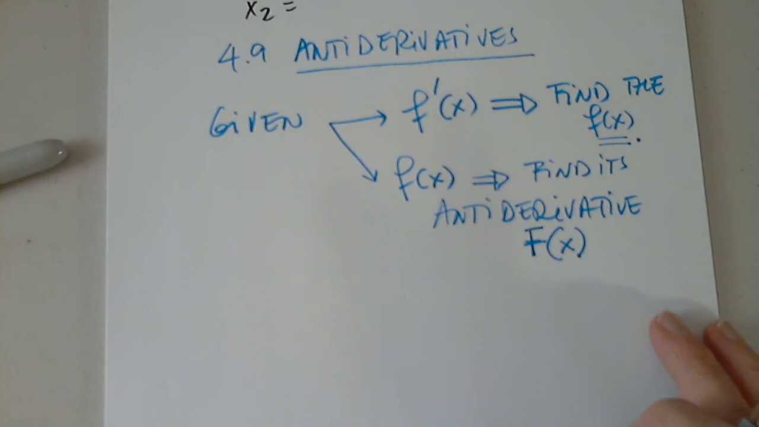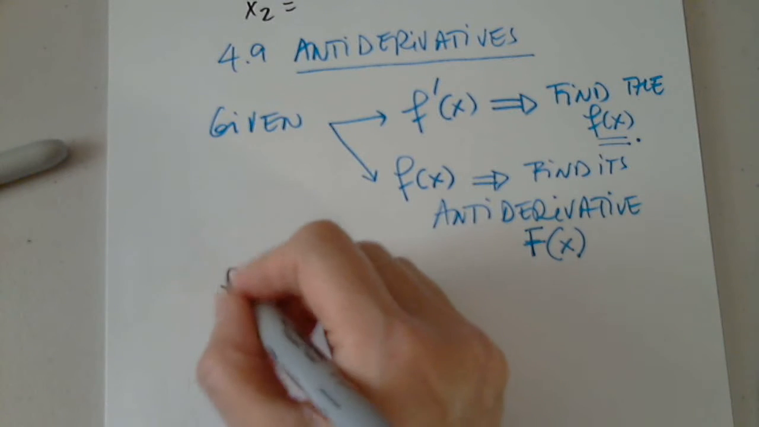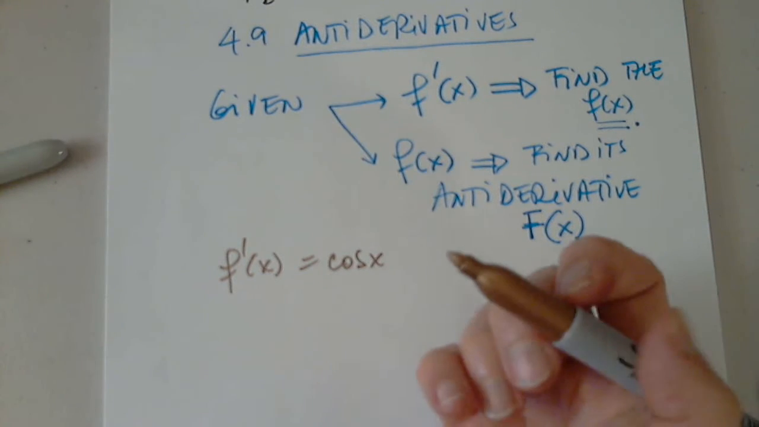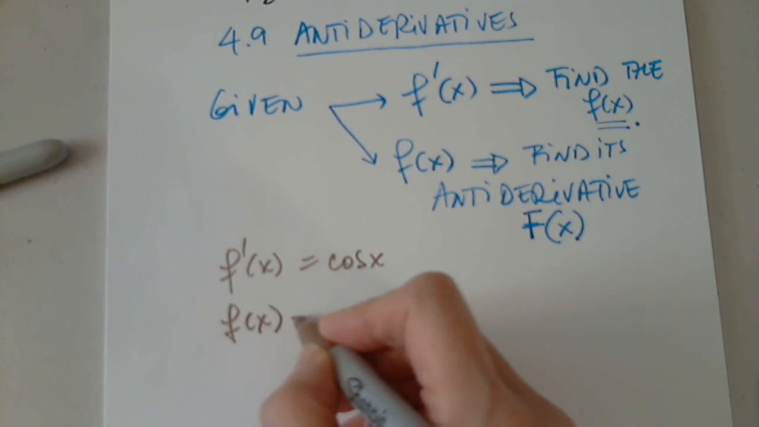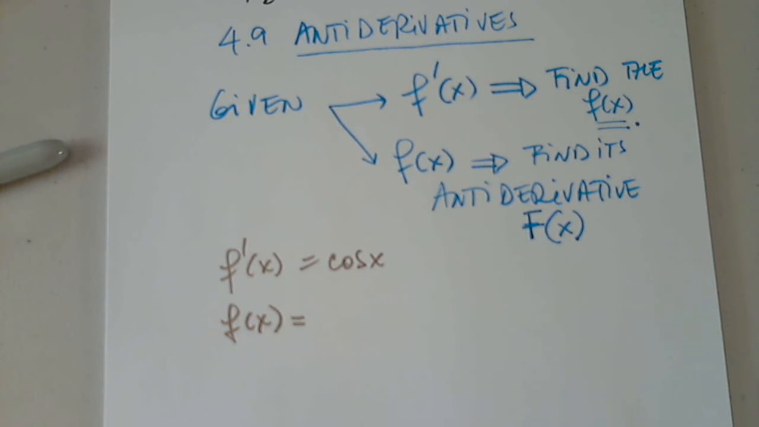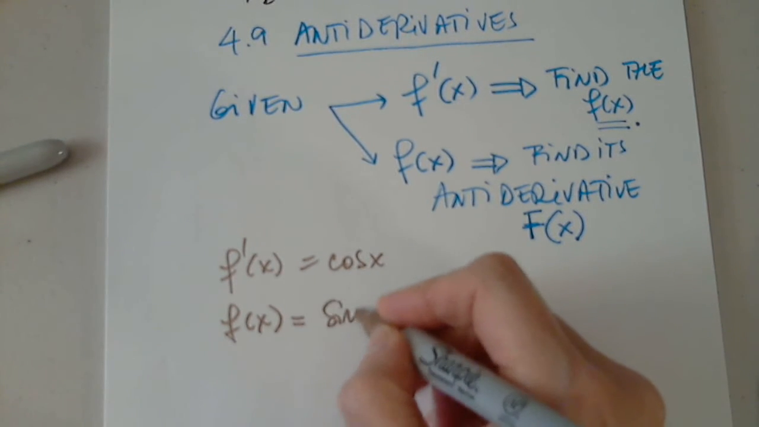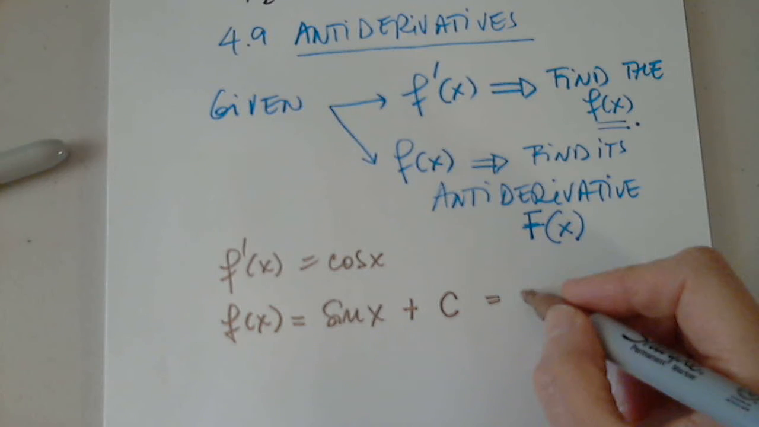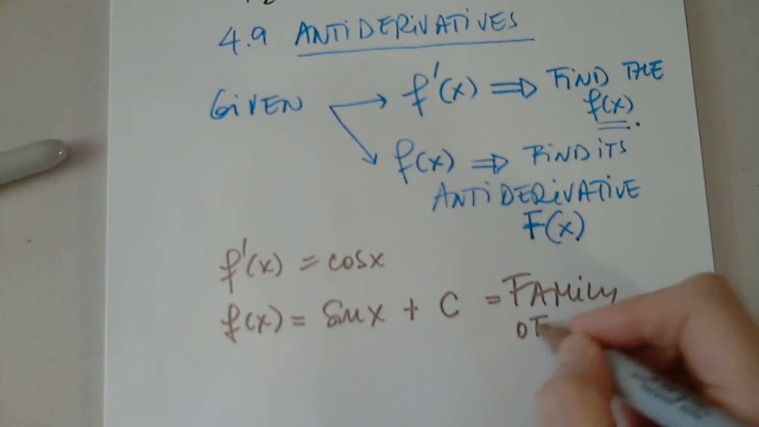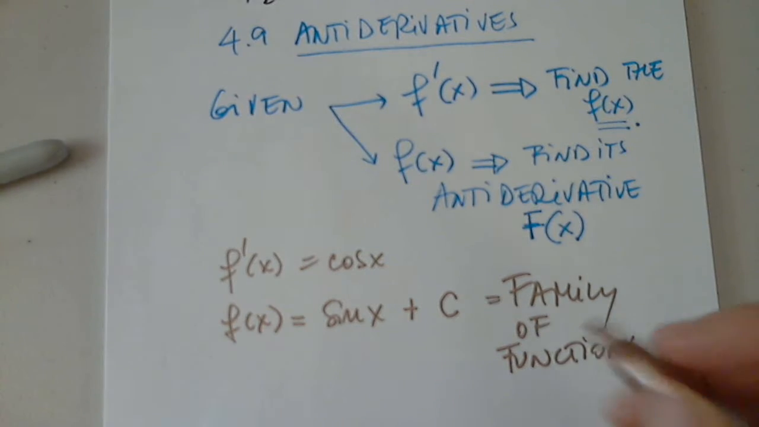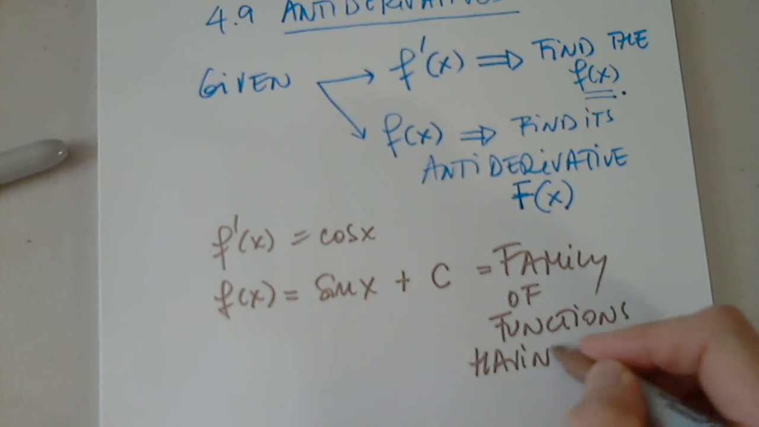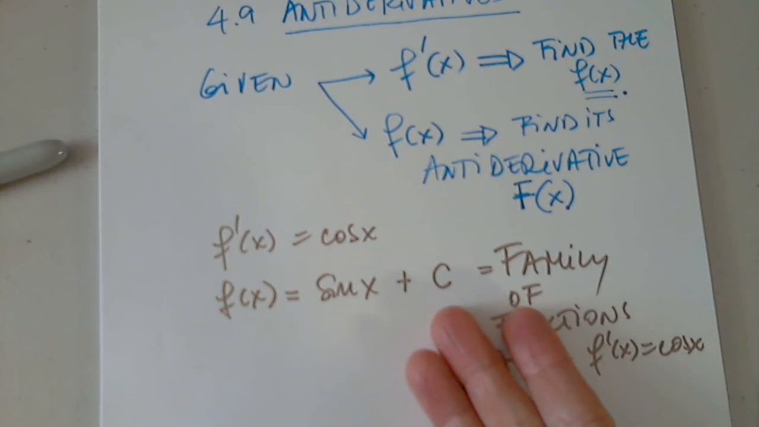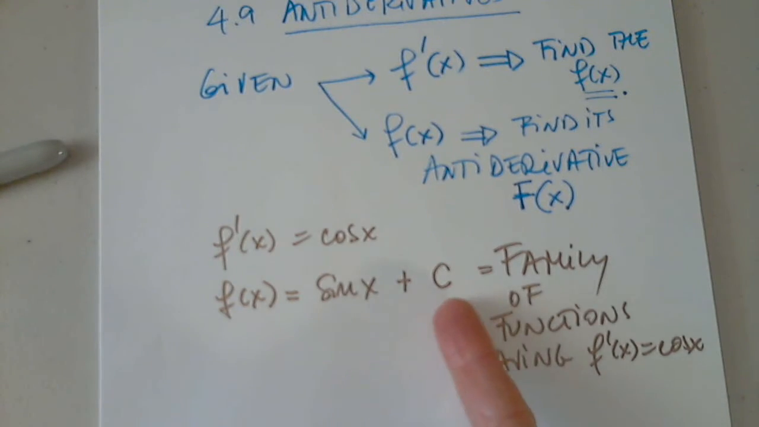Okay. Before we attempt this, obviously, if I say f prime of x is cosine x, and I'm asking you to find f of x, what will you say? You have to say sine x, but you also have to say plus a constant c. And this is a family of functions, all of them having f prime of x equal to cosine x. If I differentiate this function, sine x will be cosine x. If I differentiate the constant, I get 0.